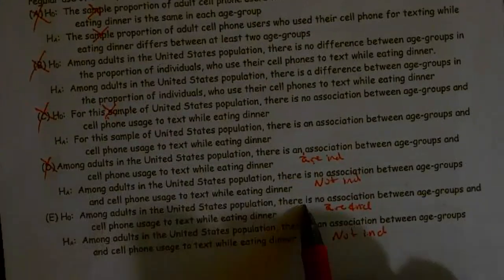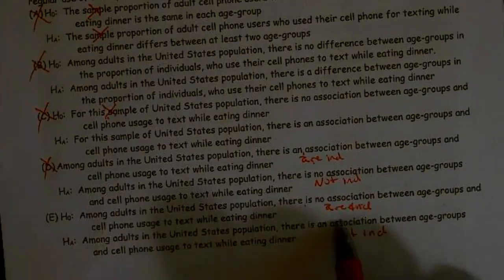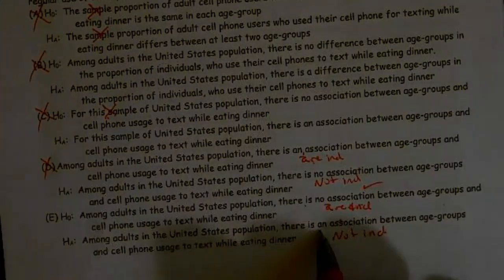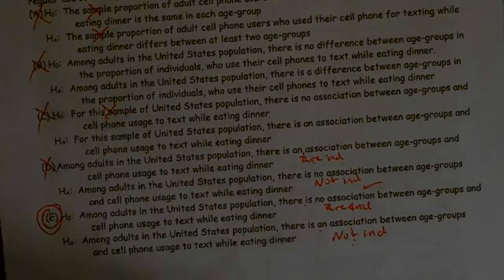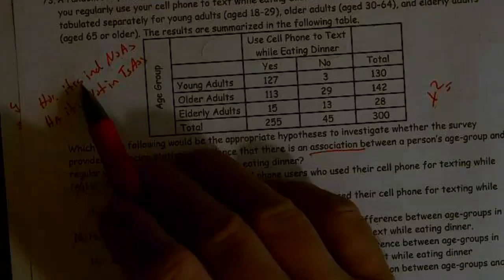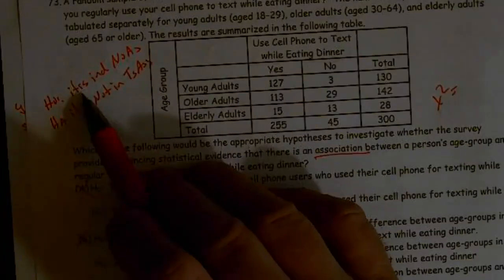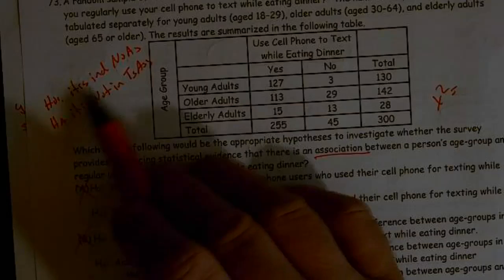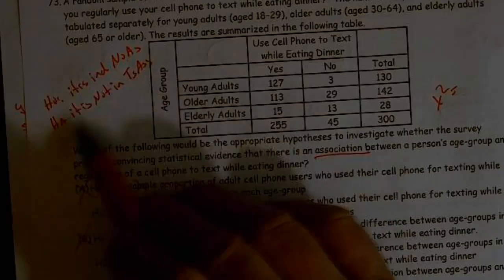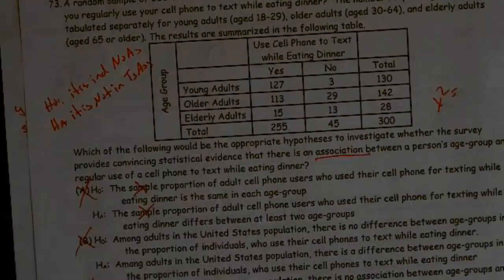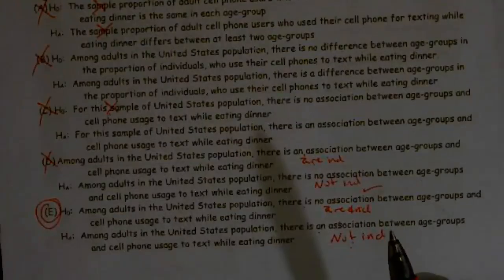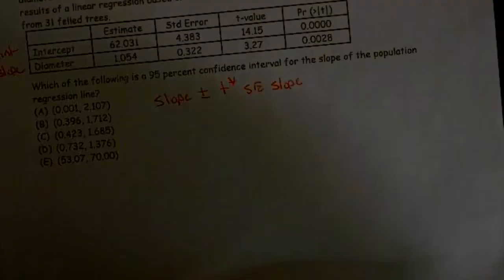So we must be down to E. Well, E says there is no association, which means it's independent. So that's good. And the alternative says there is an association, which is not independent. And that is our answer. Because remember, for a chi-square test of independence or association, the null is it is independent, which means it's not associated. The alternative is it's not independent, which means it is associated. So 73 happens to be E.